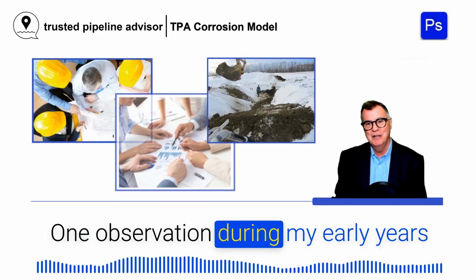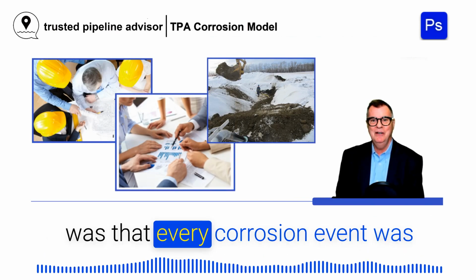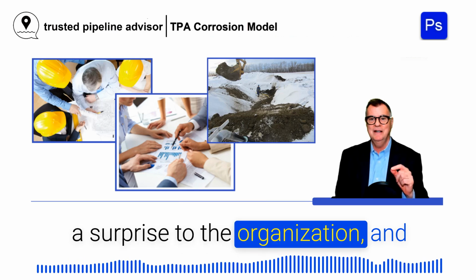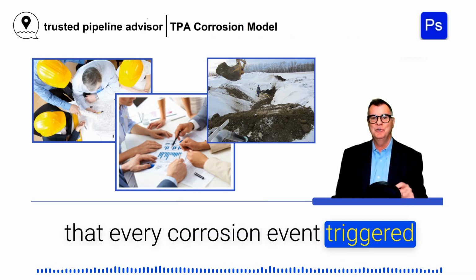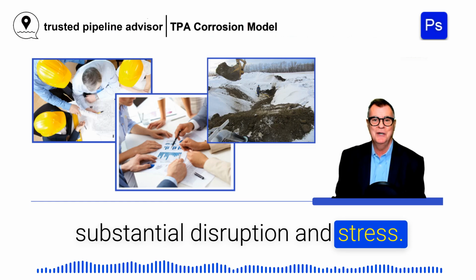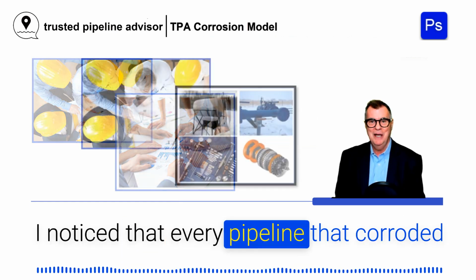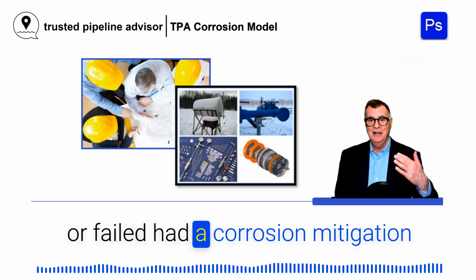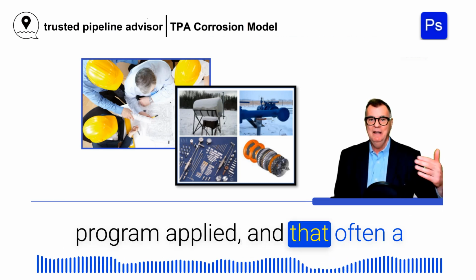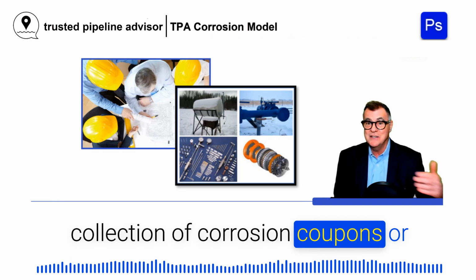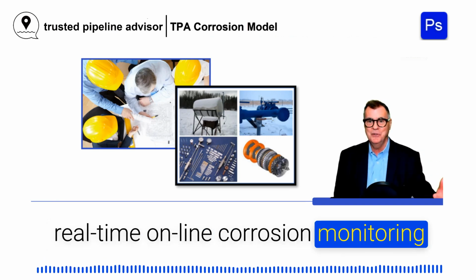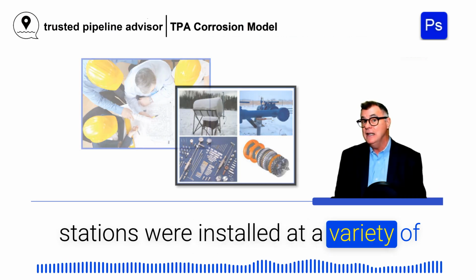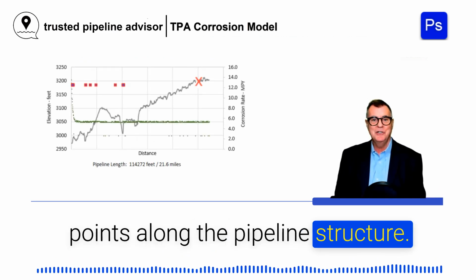One observation during my early years was that every corrosion event was a surprise to the organization, and that every corrosion event triggered substantial disruption and stress. I noticed that every pipeline that corroded or failed had a corrosion mitigation program applied, and that often a collection of corrosion coupons or real-time online corrosion monitoring stations were installed at a variety of points along the pipeline structure.